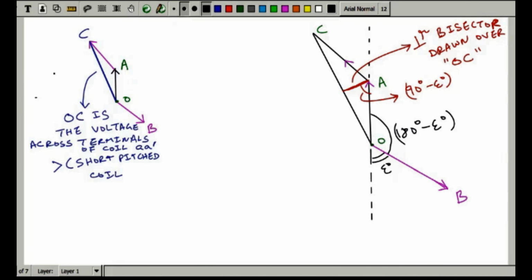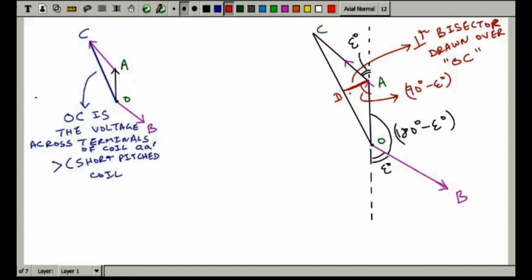You can see if this angle is epsilon, this angle is also how much? This angle is also epsilon. So this is 180 minus epsilon. This is the perpendicular bisector drawn. Let's say this point is your D. So AD is the perpendicular bisector.